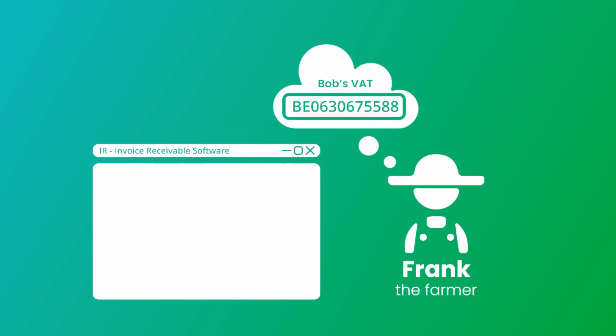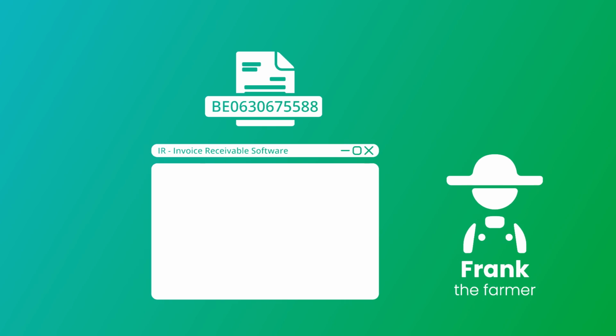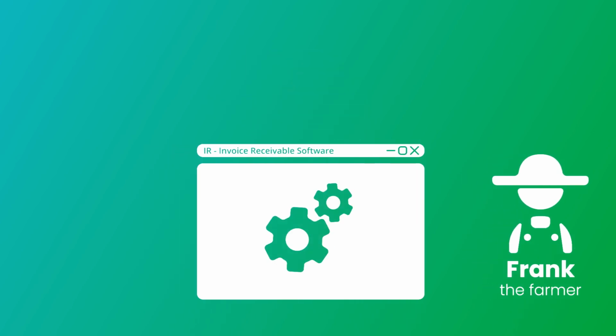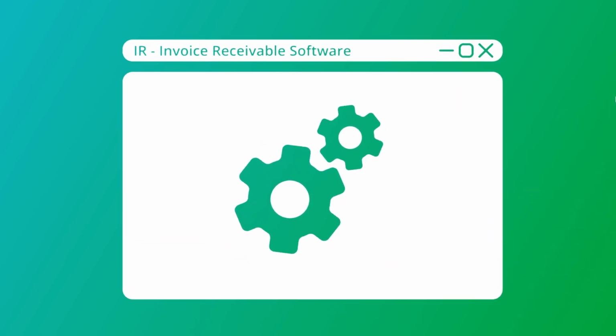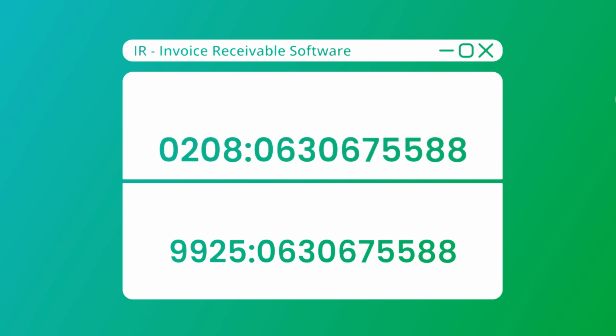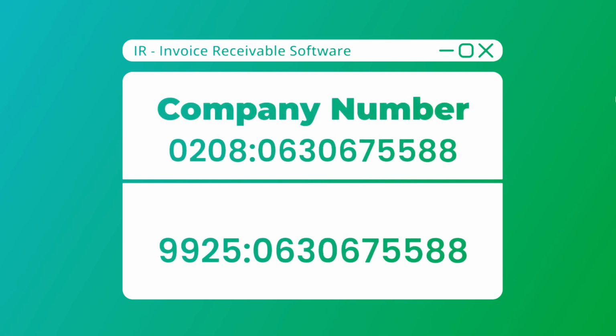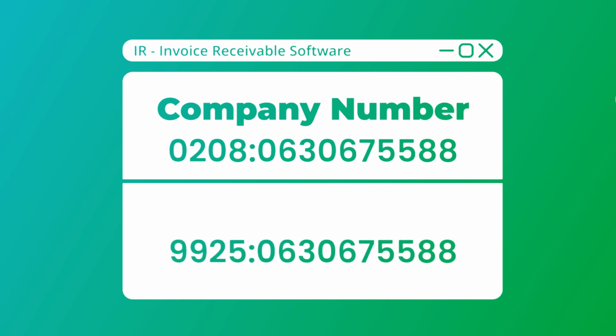Frank knows the VAT number of Bob. This number is part of the invoicing data. Based on this VAT number, the IR software can automatically derive two Peppol identifiers for Bob. The one starting with 0208 is for his company number. The one starting with 9925 is for his VAT number.